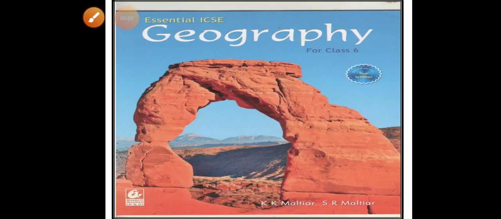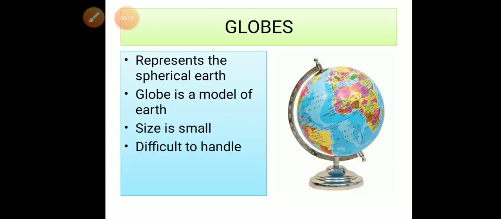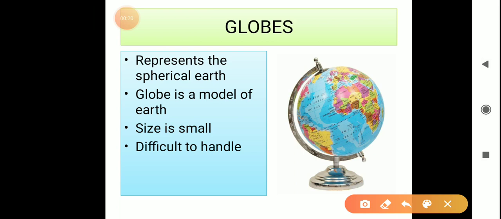Friends, today we are going to learn Class 6 Geography. This is your book, Essential Geography. Here is your first lesson, Representation of Geographical Features. Our first topic is globes.